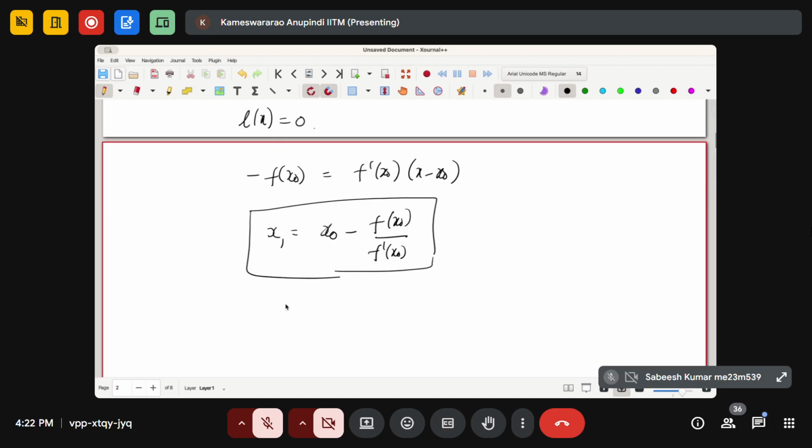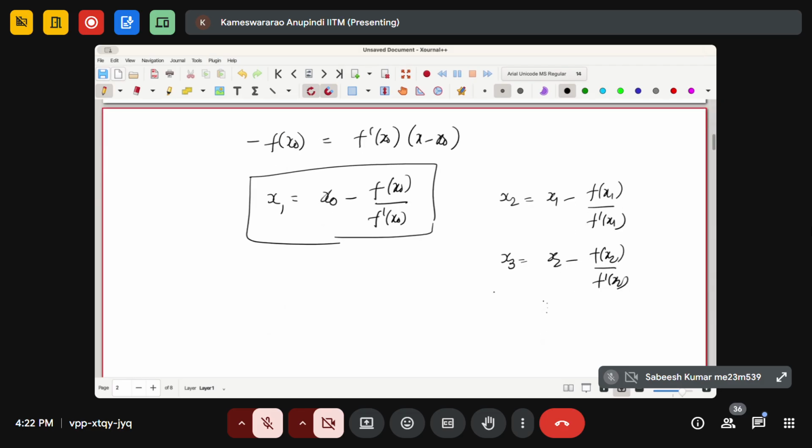We're going to draw successive tangents and then come up with new roots. That means we're going to say x2 equals x1 minus f of x1 by f prime x1. Similarly, x3 equals x2 minus f of x2 by f prime x2, and so on. Okay, so that is how we're going to repeat the calculation until the solution converges to a root, essentially after several iterations. Okay, so that is the method.